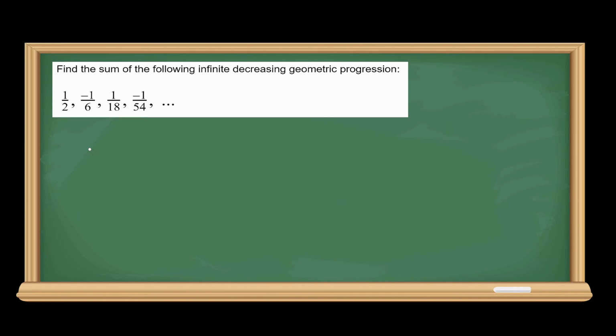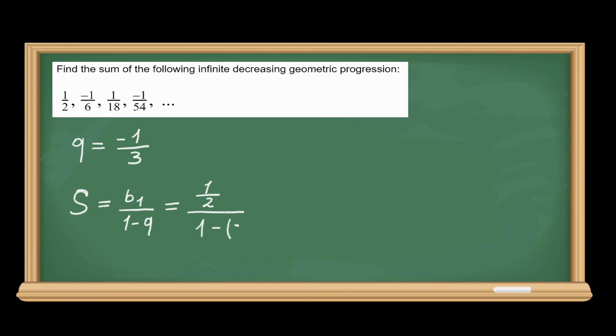In this problem, we have to find the sum of the sequence. So the rate of change of the sequence is negative 1 over 3. Our sum formula is b1 over 1 minus q, and when we plug in the numbers, it will be 1 over 2 divided by 1 minus negative 1 over 3, and our answer will be 3 over 8.